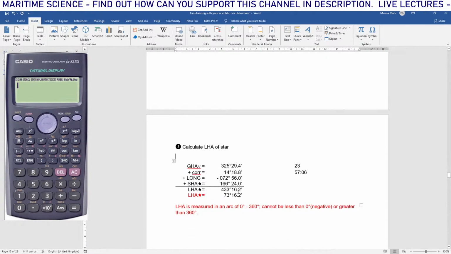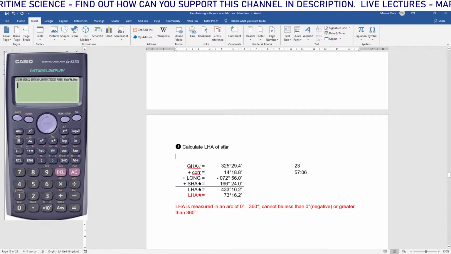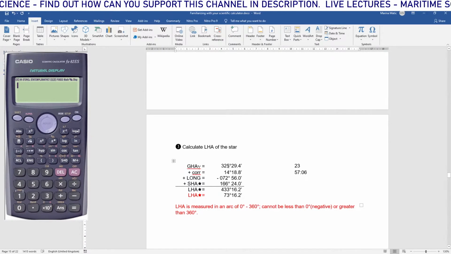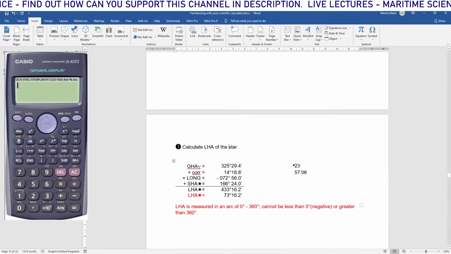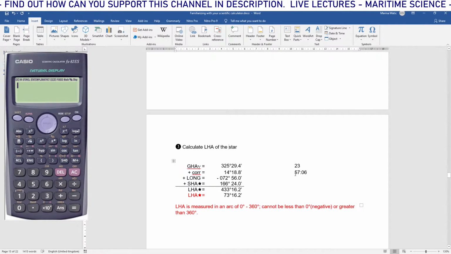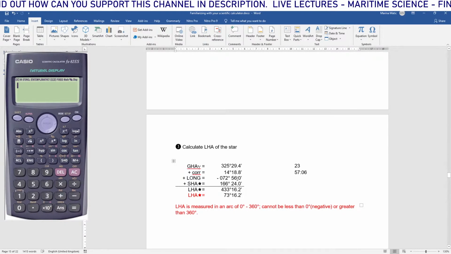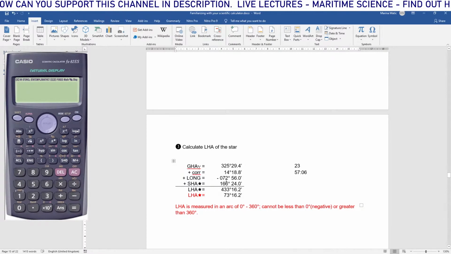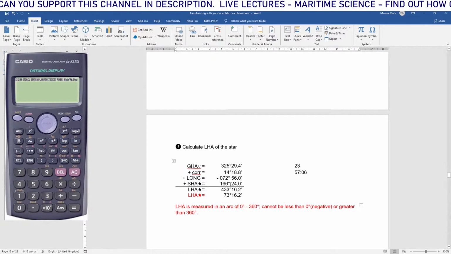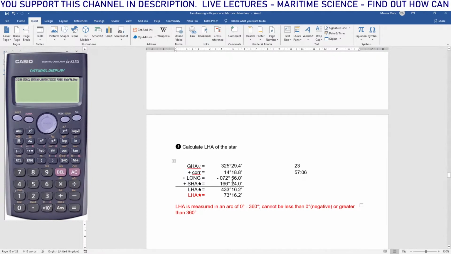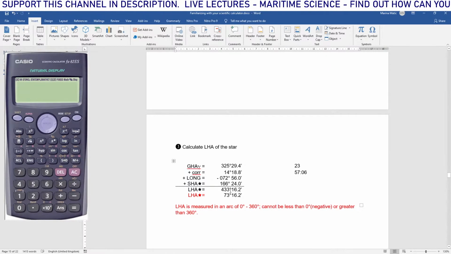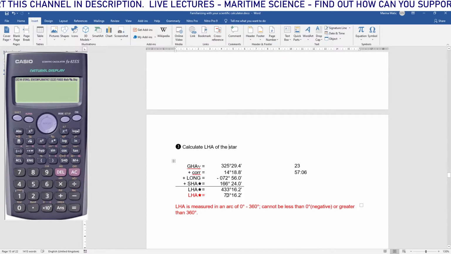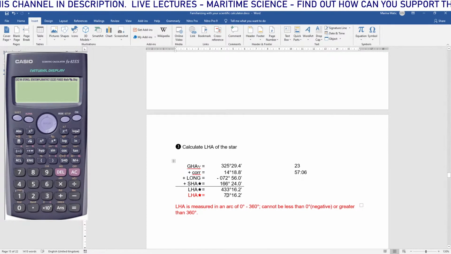So step number 3 would be to calculate the local hour angle of the star. We have Greenwich hour angle that we read from the Almanac using the UT hour. We have correction with minutes and seconds. We have longitude of assumed position that is given to us in the task. And we have sidereal hour angle of the star that we read from the Almanac. Once we summarize all this, if we get a number that is under 0 or over 360, we correct that. And if we get a number that is between 0 and 360, that is the local hour angle of the star.